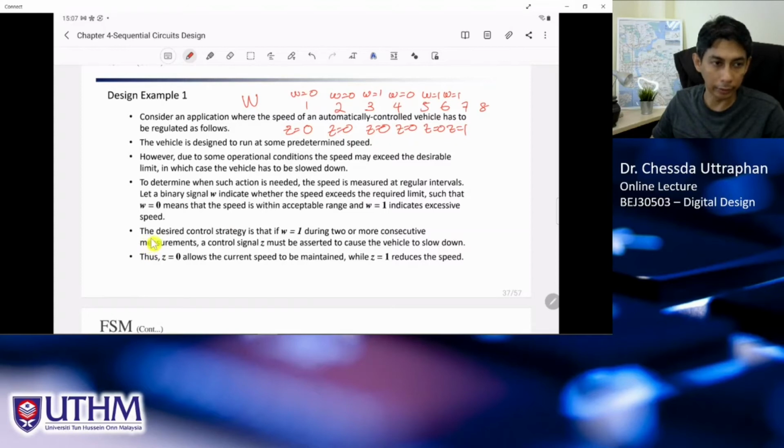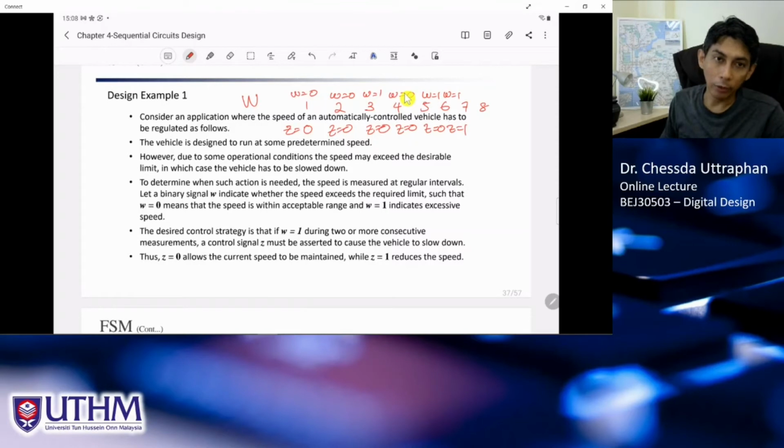So let's read this. The desired control strategy is that if W equal to 1 during 2 or more consecutive measurements, a control signal Z must be asserted to cause the vehicle to slow down. Thus, Z equal to 0 allows the current speed to be maintained, while Z equal to 1 reduces the speed. Exactly. So this is the specification of the system that we want to design.